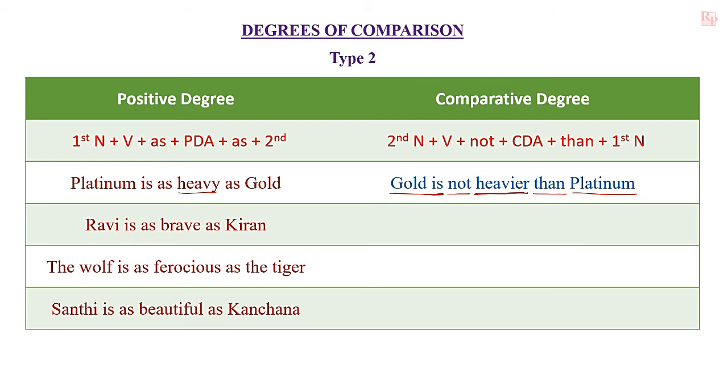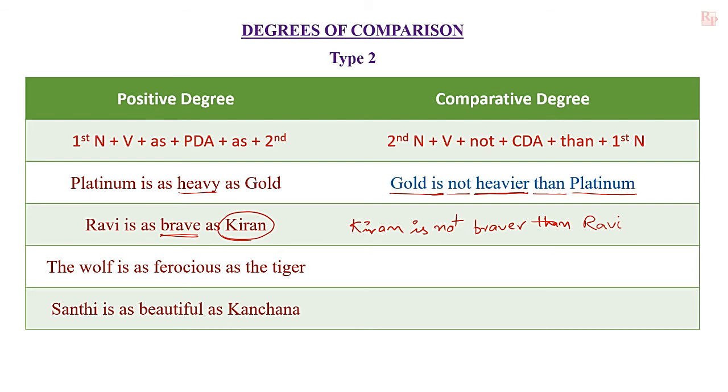Like that, Ravi is as brave as Kiran. You have to take this last noun to first, and then you should write the verb, Kiran is, and then not should be mentioned. Kiran is not. Then here the positive form of the adjective is brave. Braver is the comparative form of the adjective. You should write braver, and than should be written. Then write the first noun at the last of the sentence. Kiran is not braver than Ravi.